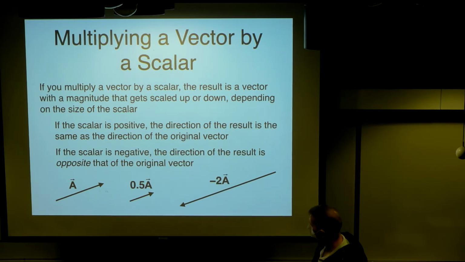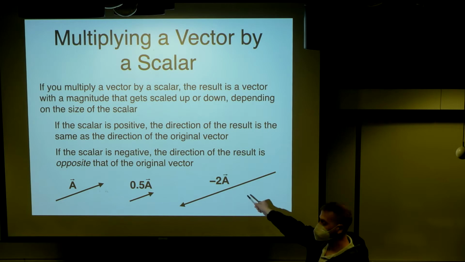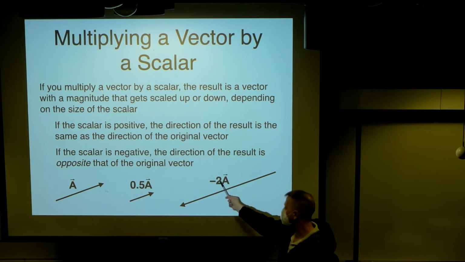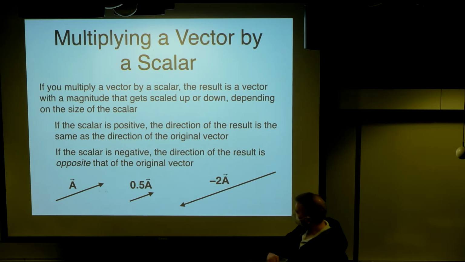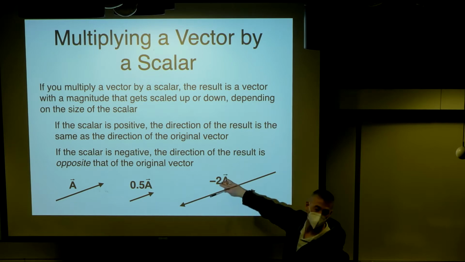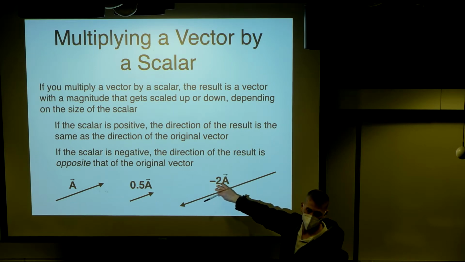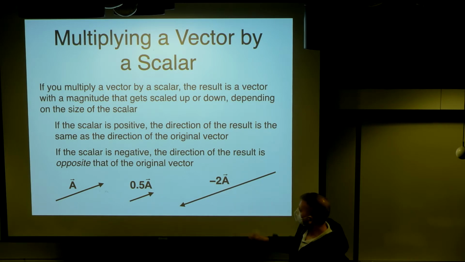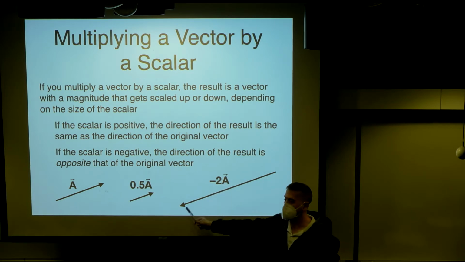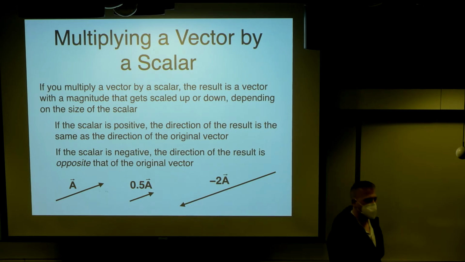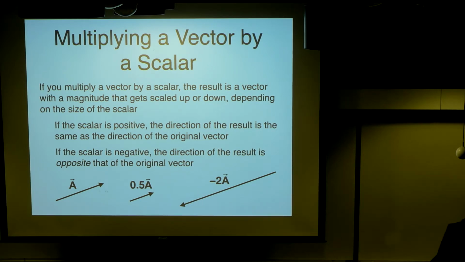But if I were to take, let's say, a negative scalar, let's say minus 2 times A, the negative scalar actually flips the direction around. Okay, so it's pointing in the opposite direction as it was pointing before, and this factor of 2 means we double the length. Okay, so that's what happens when you multiply a vector by a scalar. Does that make sense? So hopefully you can see how this would generalize to any kind of scalar we throw in front of the vector.